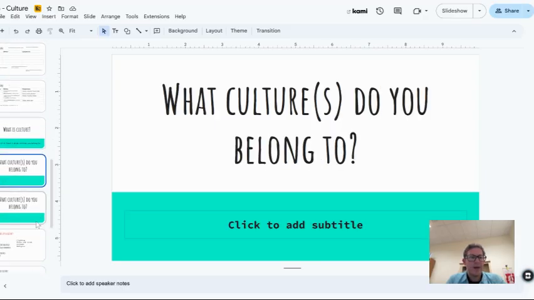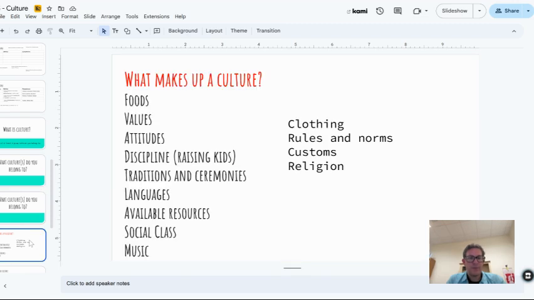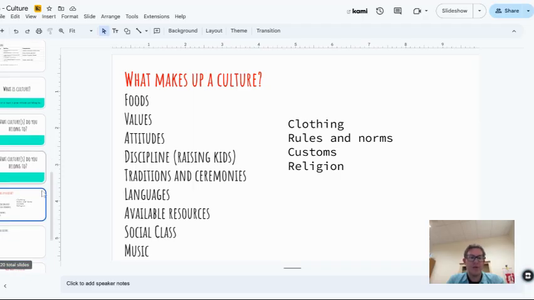Now, when we think of what makes up a culture, I'd like you guys to just jot down a few of these. This was from last year. It doesn't have to be all of them, but there's so many different aspects that define different groups and their overall way of life, ranging from languages to music they listen to, rules and norms and values, what we care about, foods that are eaten, etc.